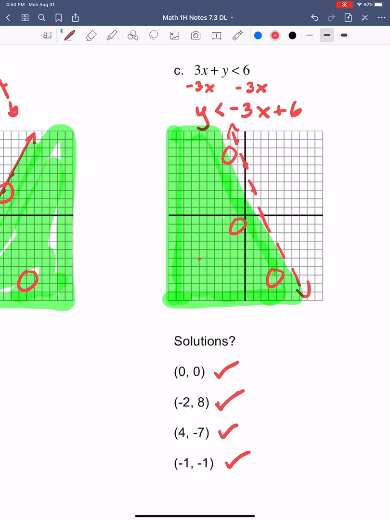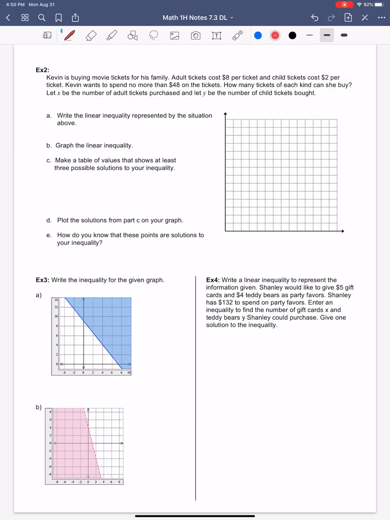Like any of these points here that they didn't list are solutions as well. They're just trying to get you to determine if those 4 are solutions. All right, we'll keep going here.